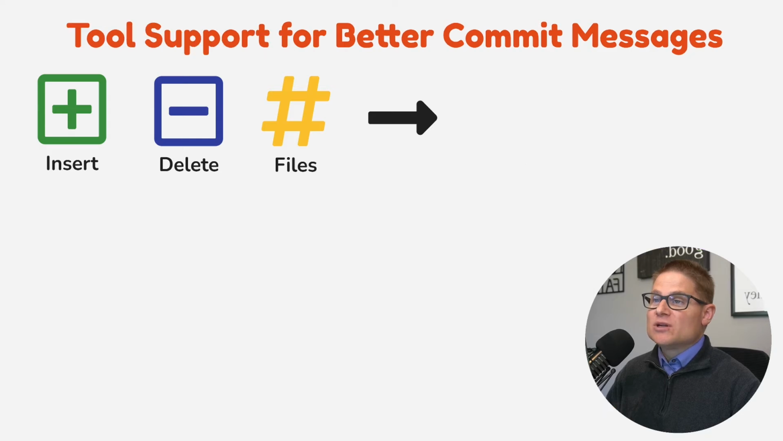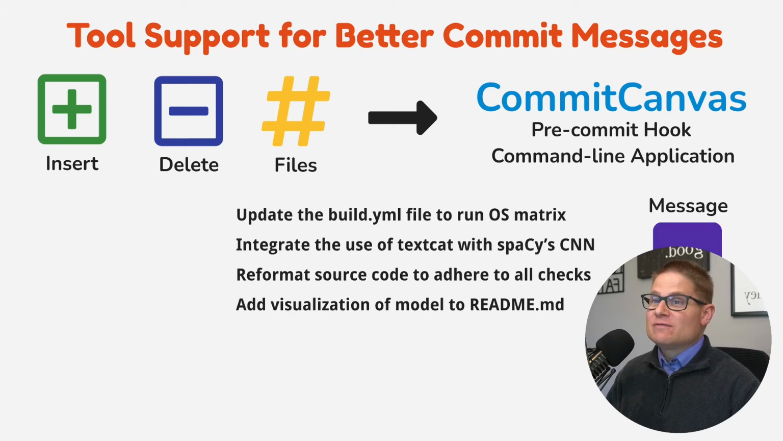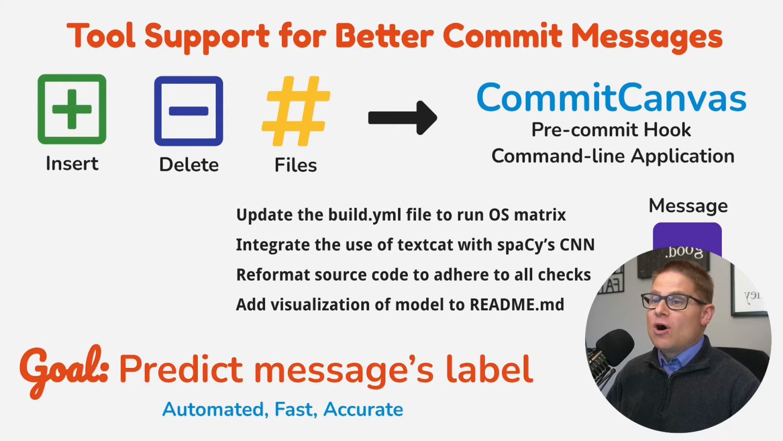Sometimes it's important to note that it's very difficult to write good commit messages and to ensure that you have the best label. In order to solve this issue, I'm going to present to you a tool called CommitCanvas. CommitCanvas can run as a pre-commit hook or as a command line application. So throughout your development day, when you're writing many commit messages, you can use the CommitCanvas tool to automatically predict the label that should go with your message itself.